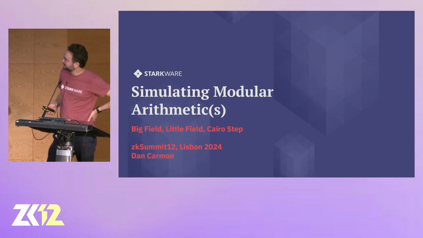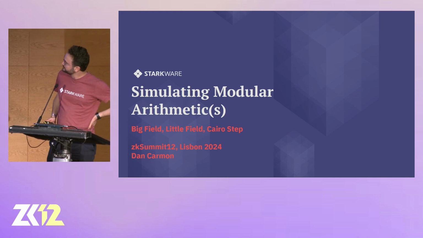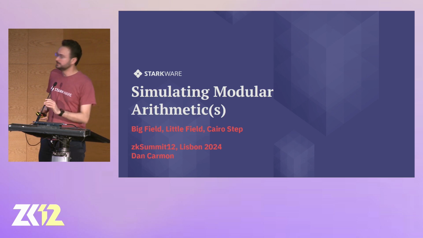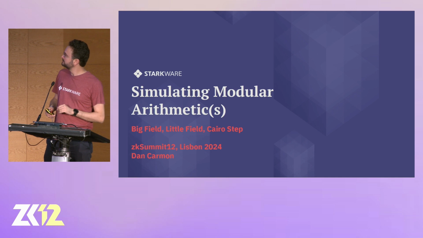So I want to talk about a couple of experiences we had recently in StarkWare for implementing modular arithmetic over some fields inside different fields, and a little bit about the techniques and tricks that we use to do that. So it will be a bit technical at some points.